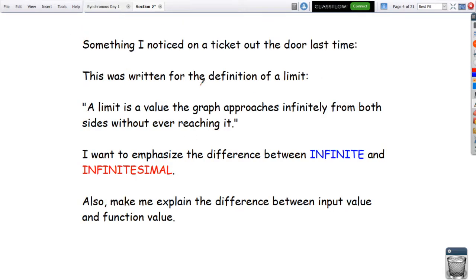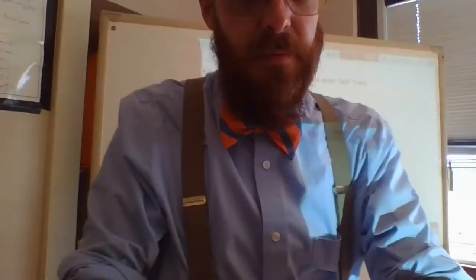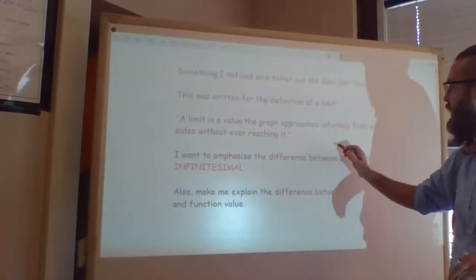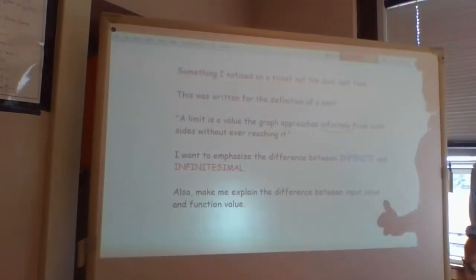First, those slides didn't really apply to you. But this was a ticket out the door that I got a few years ago when we were talking about defining a limit. And somebody wrote down a limit is the value the graph approaches infinitely from both sides without ever reaching it. And the problem that I have with this one is the word approaches infinitely from both sides.